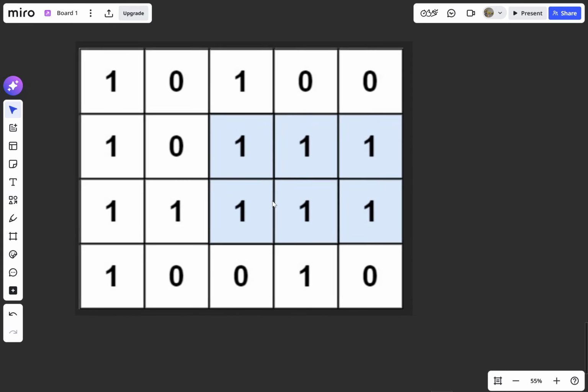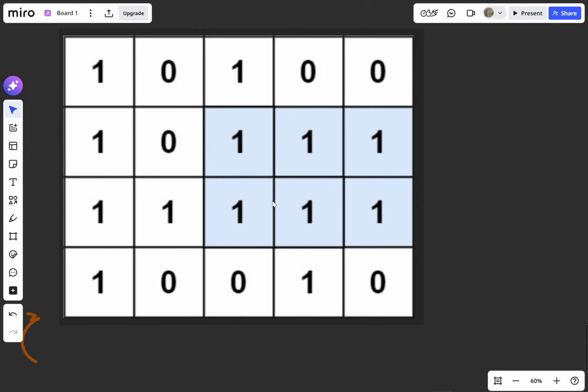Now how will we get to know that the maximum area of the rectangle will be 6 only? How will we get to know the answer here? Let's see how we will get this answer. Let's discuss this solution.